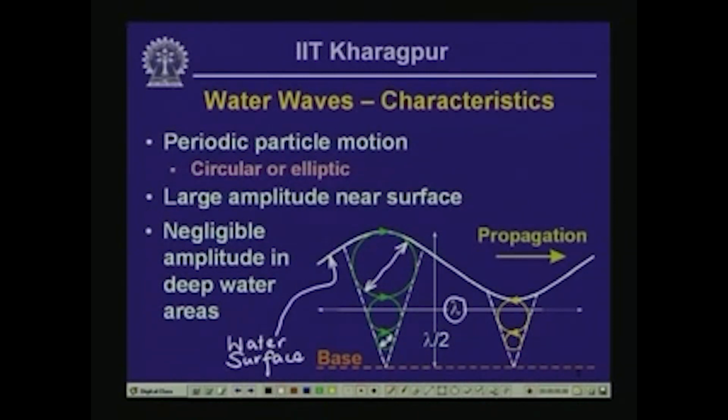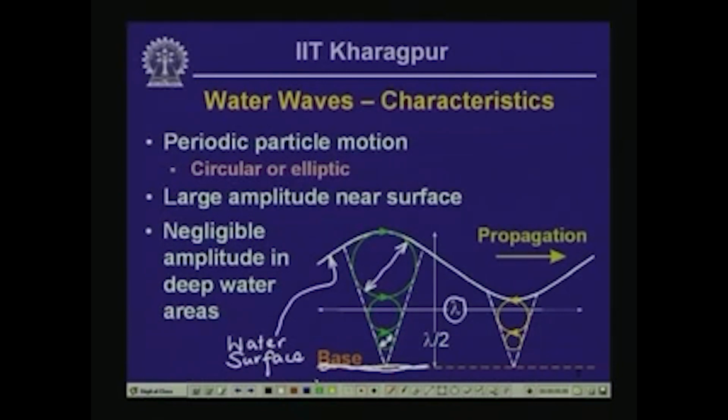So if you reach a depth of about lambda over 2 from the surface of the water, then you are going to reach a point where the particle motion becomes negligible. The amplitude of the particle motion becomes negligible, and that occurs at a location which is called the base of the wave. So what is obvious from this sketch is that below the base of the wave you do not have any significant particle motion associated with this type of wave.